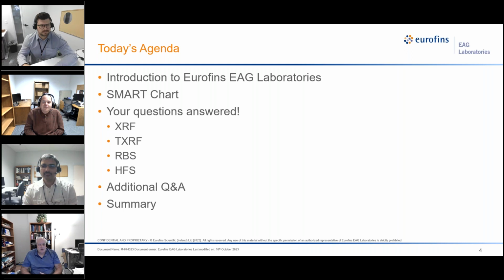The agenda for today is shown here, and it'll start with a brief introduction to Eurofins EAG, followed by a description of our SMART chart. Then we'll be turning the seminar over to you. All of these sections have been designed around your questions, so you really are running the show here. At the end of the presentations, we've set aside some time for a Q&A with all of the presenters back online.